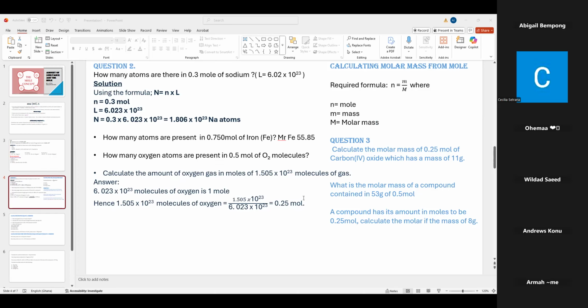Do we all understand what we are doing? Yes, sir. Okay, now let's try the very last question. A compound has its amount in moles to be 0.25. Calculate the molar mass if the mass is 8 grams. Let's do the very last one on this question.